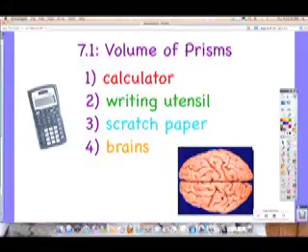Today, volume. We've been going crazy with surface area. So surface area of prisms, it's like you have a present and you're doing what to the present? Wrapping it. Yes, you're wrapping it. Today, volume, you take that present, before you wrap it, you fill it. What are some examples of stuff we could fill in a present?